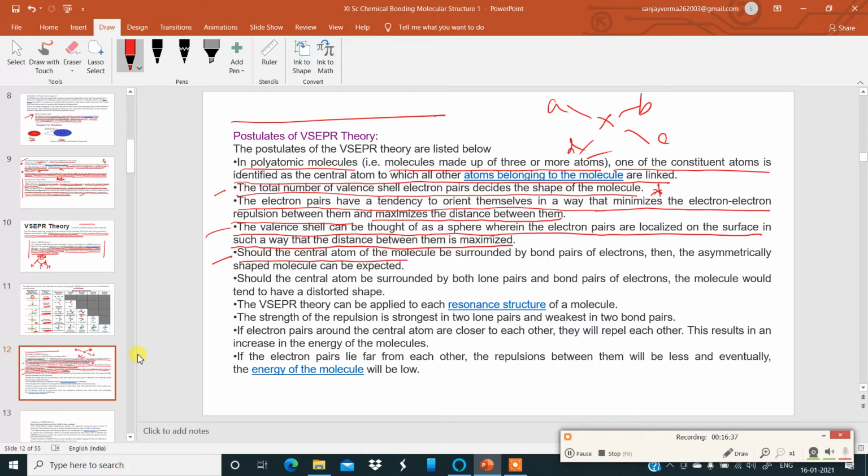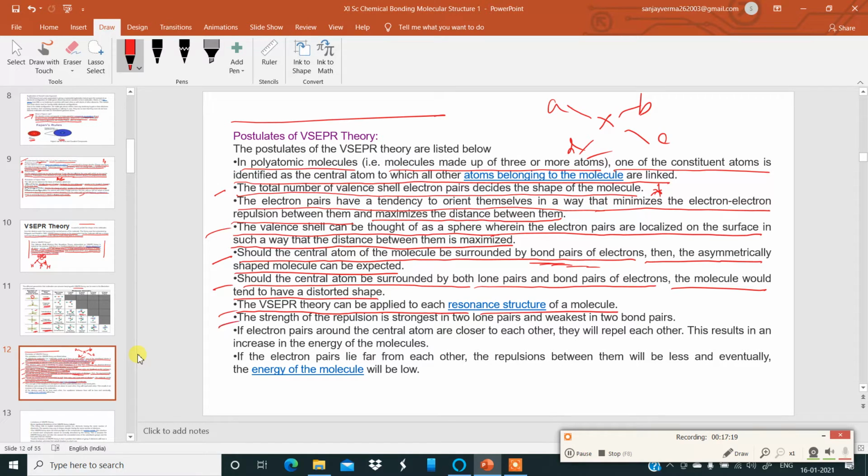Should the central atom of the molecule be surrounded only by bond pairs of electrons, then a symmetrically shaped molecule can be expected. Otherwise, should the central atom be surrounded by both lone pairs and bond pairs of electrons, the molecule would tend to have a distorted shape, not a regular shape. Moreover, the VSEPR theory can be applied to each resonance structure of the molecule.